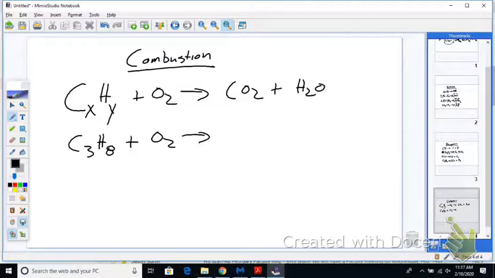Why is there an O on the other one? But we would still have to balance it. You guys have to finish writing that out, and then balance it. Just finish writing it out, and balance it, because that's what you'll have to do on the test.